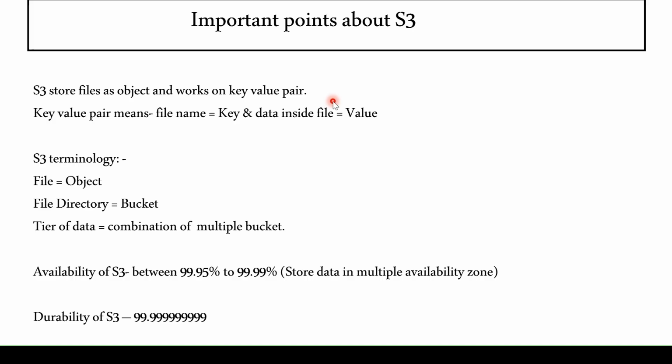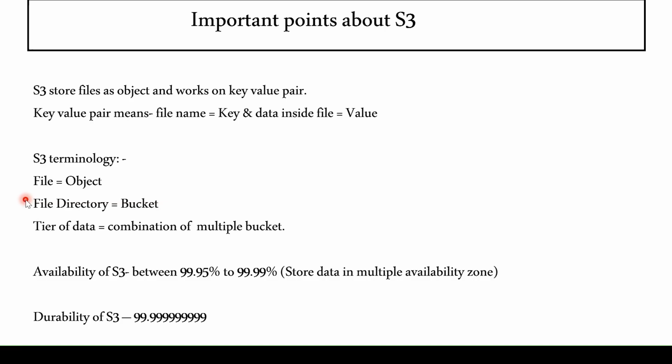For example, I have an image of a pet. The name of the image is pet, so the name of the file is considered the key. Here pet is the key, meaning the image name is the key, and the data inside the image, the image itself, which is in the form of bits, 0 or 1, is known as the value. This is the S3 terminology.